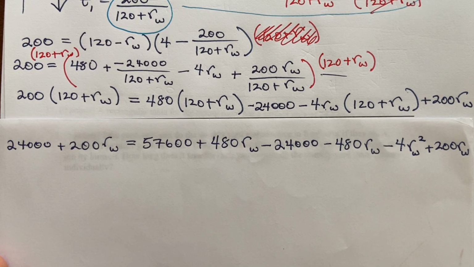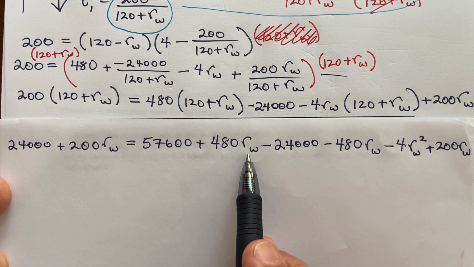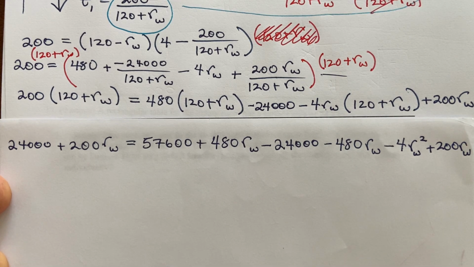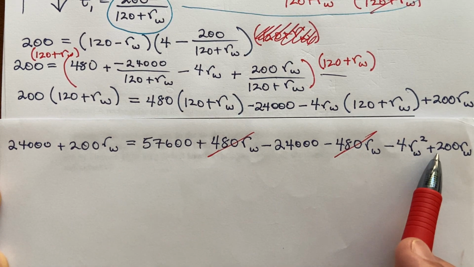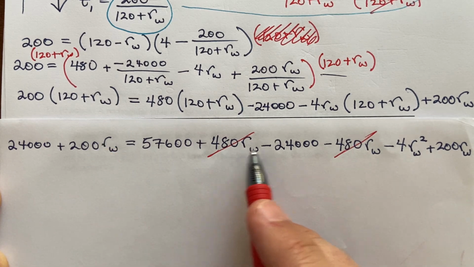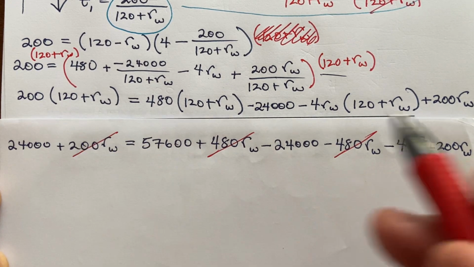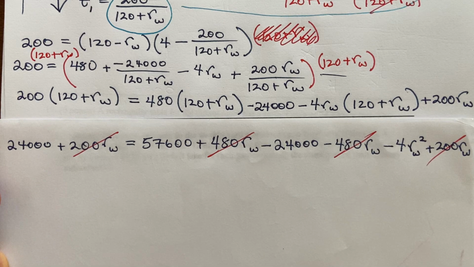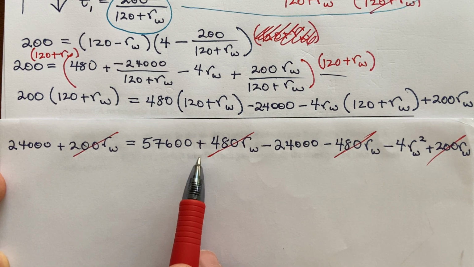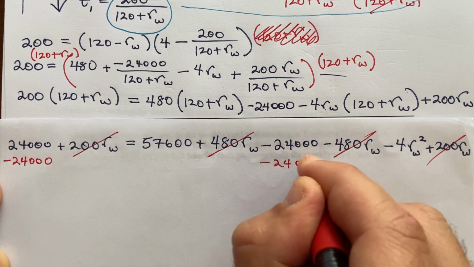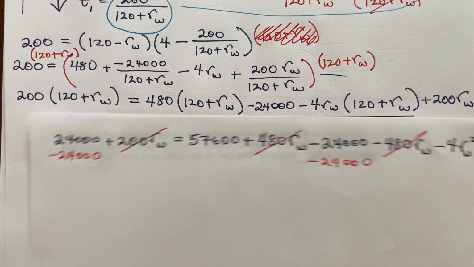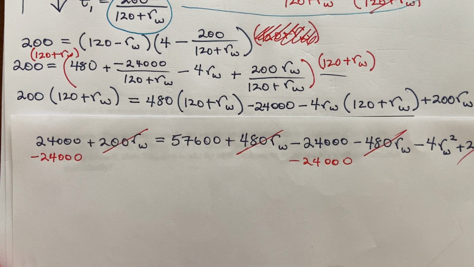So here's our equation. Let's see what's going on. I have 480 R sub W. I have a negative 480 R sub W. So actually these cancel. I have a 200 R sub W on both sides. When they're the same on both sides, it's like having opposites on the same side, so I can cancel those. I'll bring this negative 24,000 over to try to create my 0.